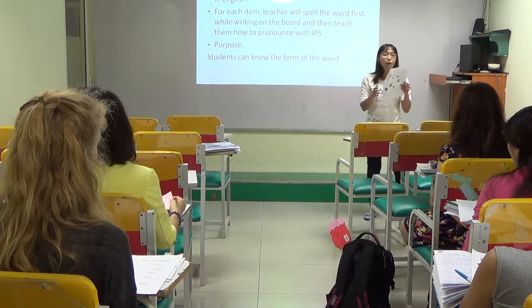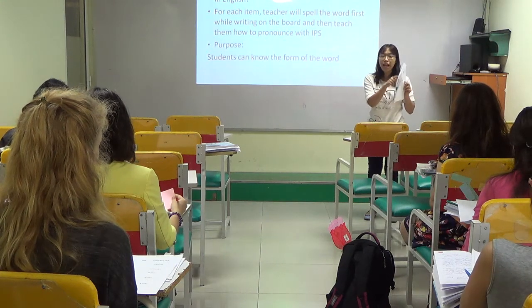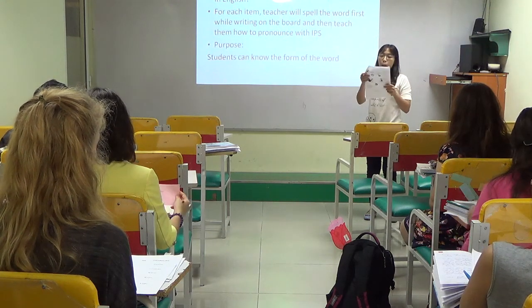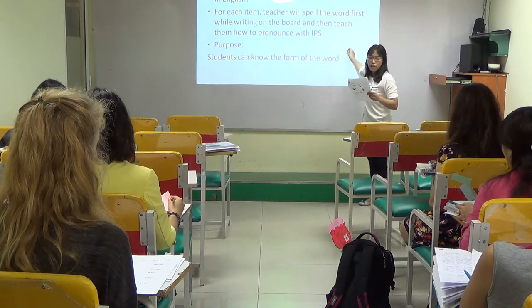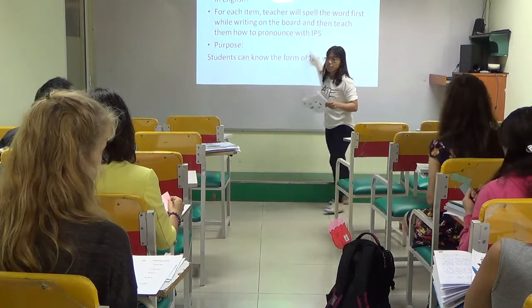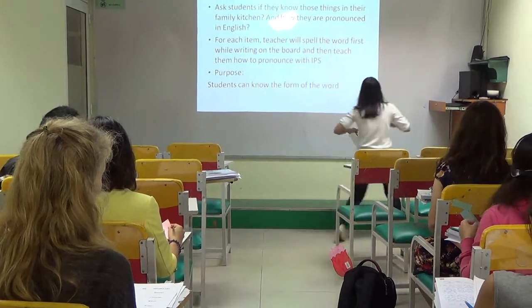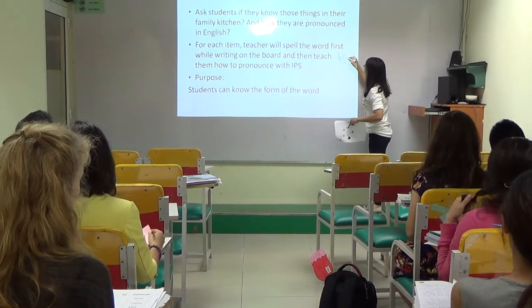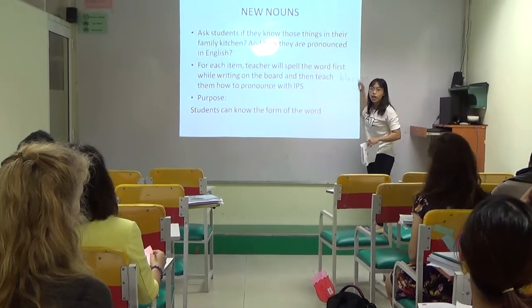okay? Next, I will have the students work on pronunciation. How do you pronounce this word? How to pronounce this word, okay? When I pronounce this word, I also write the IPA on the word. For example, a blender. I will write the IPA. A blender. I will write a word for them like this. Not glass, a blender. A blender.